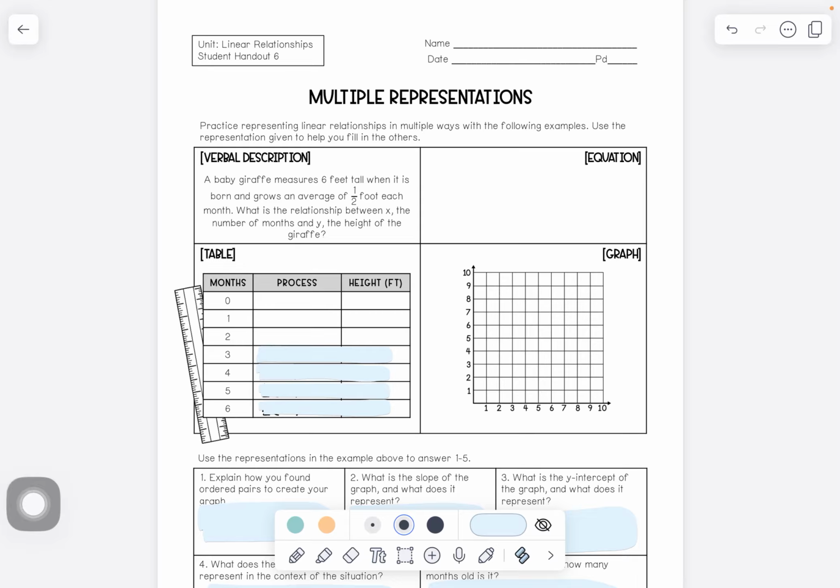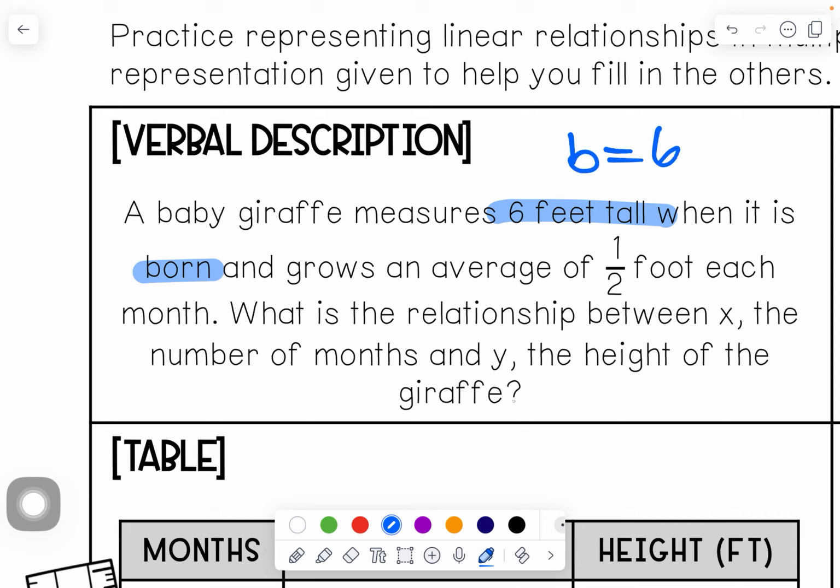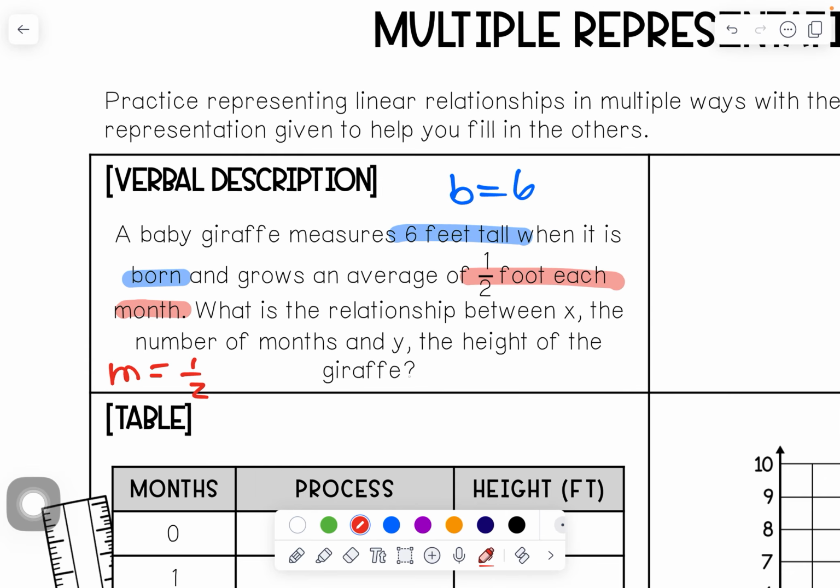So the first example here talks about a baby giraffe that measures 6 feet tall when it is born. So remember, we talked about the y-intercept being a starting value. Well, what's better than a starting value than birth? So 6 feet tall when it's born, we're thinking right now that's going to be our b value. And it grows. Another name for slope is growth. An average of 1/2 foot each month. So we're thinking right now that our m value is going to be 1/2. So x is the number of months and y is the height of the giraffe.